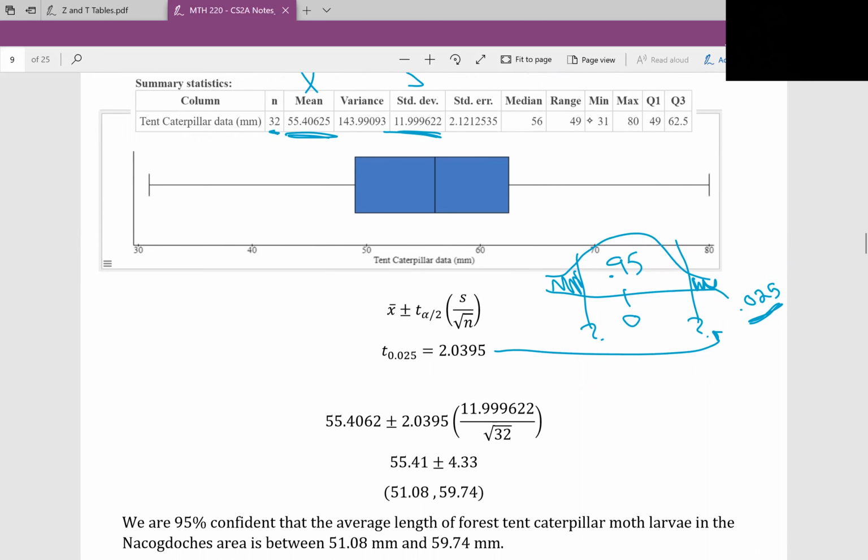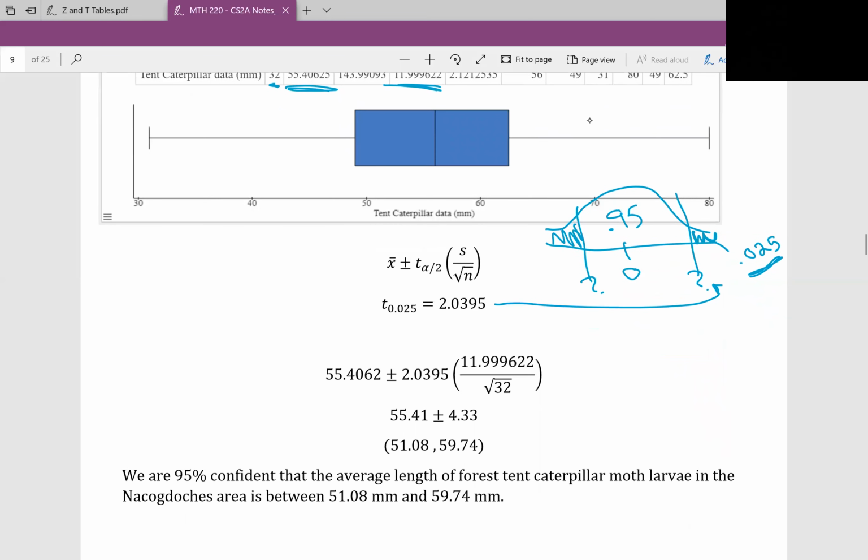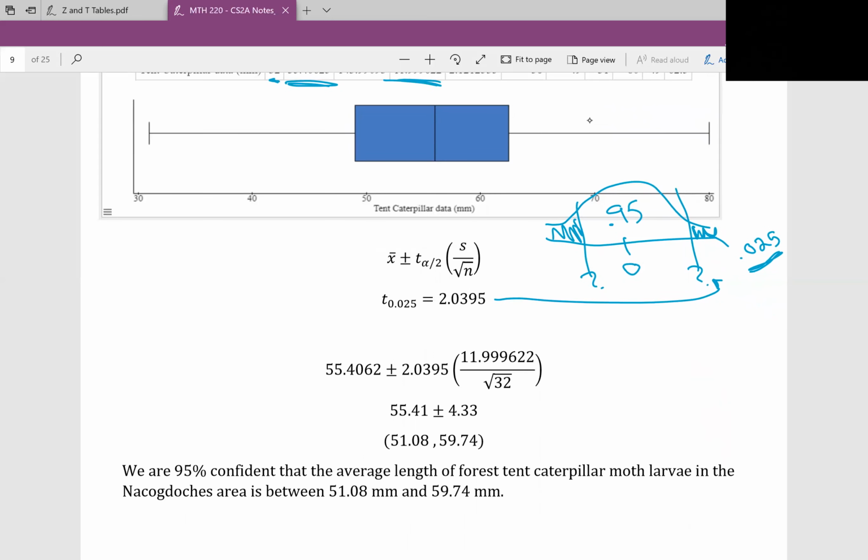And what does that mean? It means we are 95% confident that the average length of forest tent caterpillar moth larvae in the Nacogdoches area is between 51.08 millimeters and 59.74 millimeters. That was another example of our practice with confidence intervals.